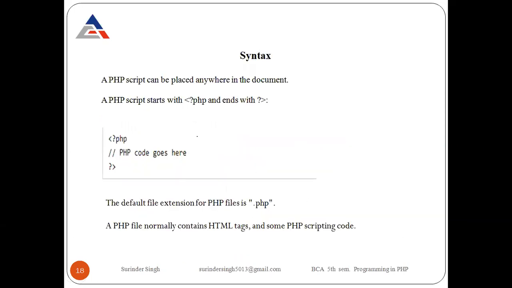This is the basic syntax of PHP code. The default file extension for PHP is .php, and a PHP file normally contains HTML tags and some PHP script code. We will see an example.